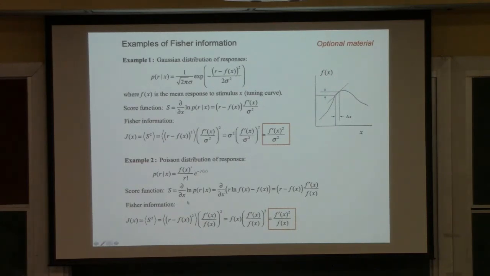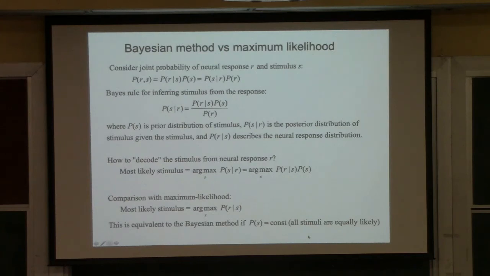For a Poisson noise model, it's very similar. It's the square of the derivative divided by the variance. The variance is actually equal to the mean. It's very similar to this one, where the variance is constant. All right. Let's just give you an example. This is optional material. It doesn't matter, but it's good to know. All right, so Bayesian method.